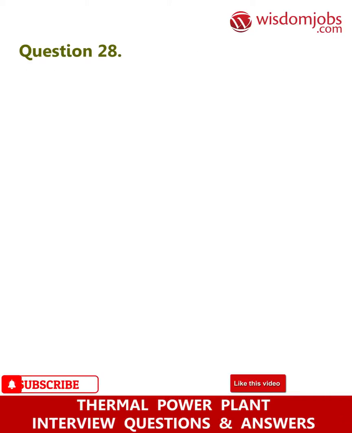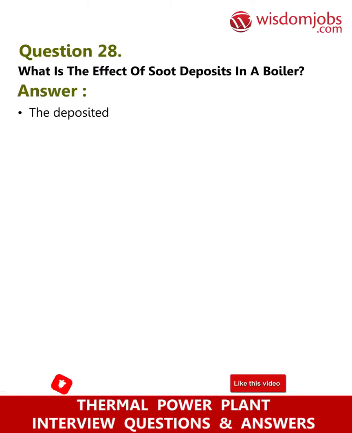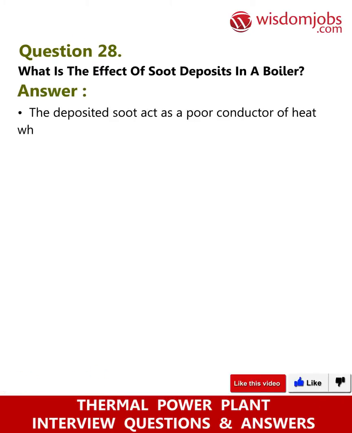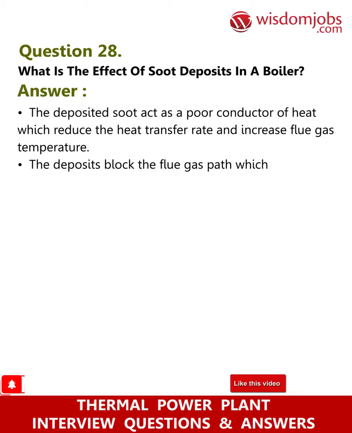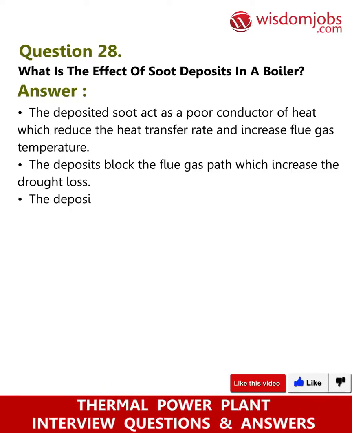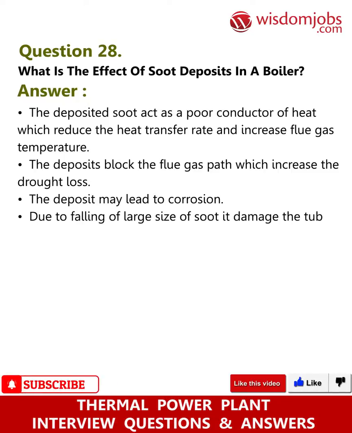Question 28. What is the effect of soot deposits in a boiler? Answer. The deposited soot acts as a poor conductor of heat, which reduces the heat transfer rate and increases flue gas temperature. The deposits block the flue gas path, which increases the draught loss. The deposits may lead to corrosion. Due to falling of large pieces of soot, it damages the tubes and the dry ash conveying system.